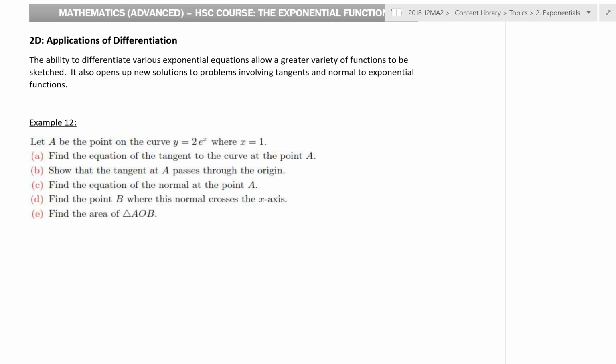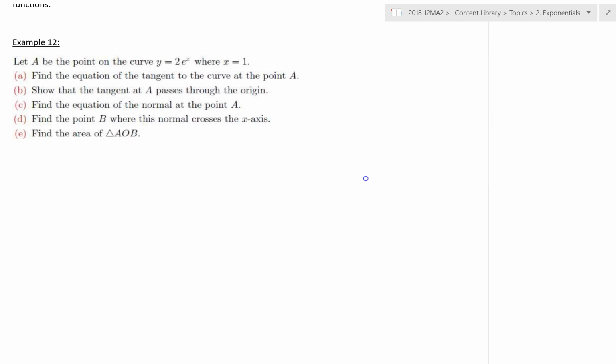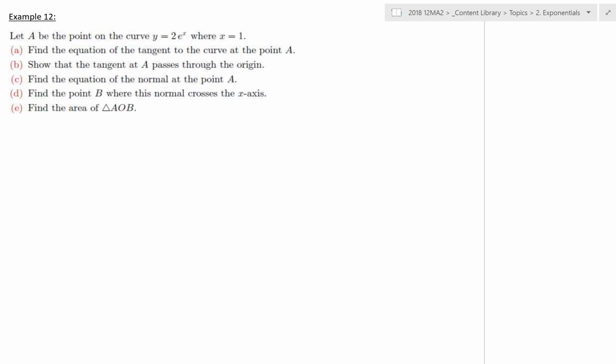These techniques that we're going to use, nothing new to this. The only new part is we're doing them with exponential functions. But all this stuff about tangents and normals and whatever else are all things that you've done before with other types of functions. So first of all, we have a curve here, and I've got a point A where x equals 1 on this curve. So it's probably a good idea, first of all, to find the coordinates at that point.